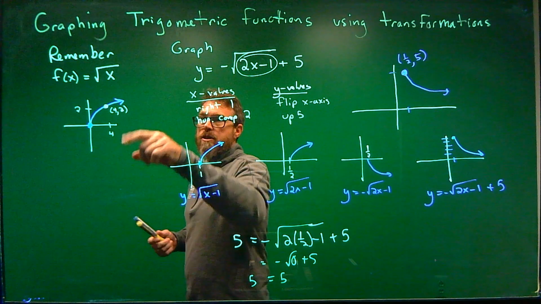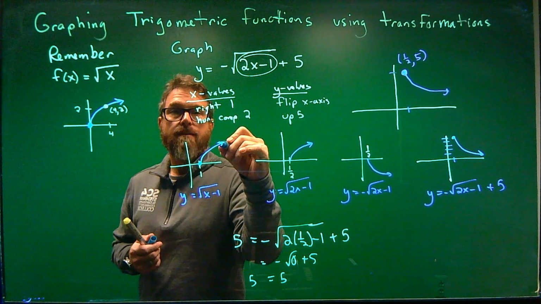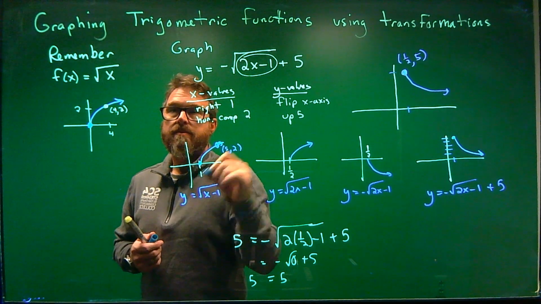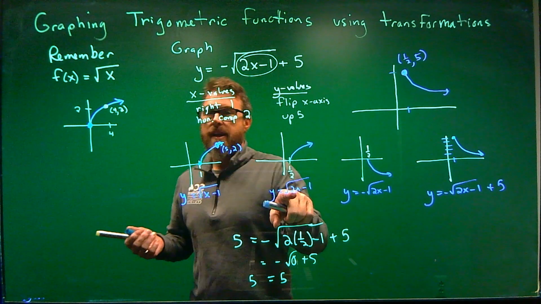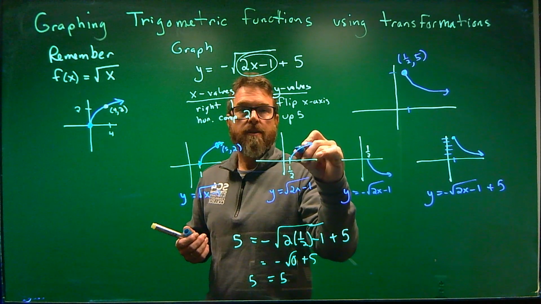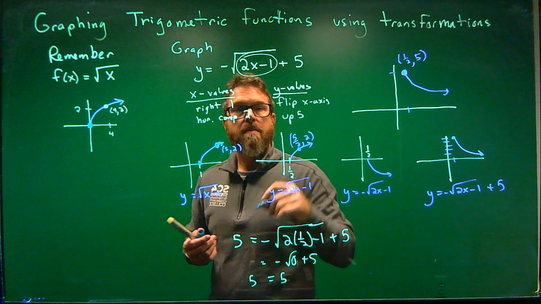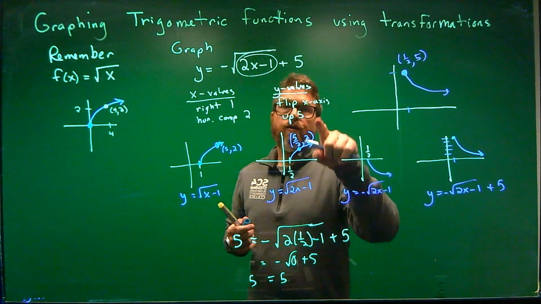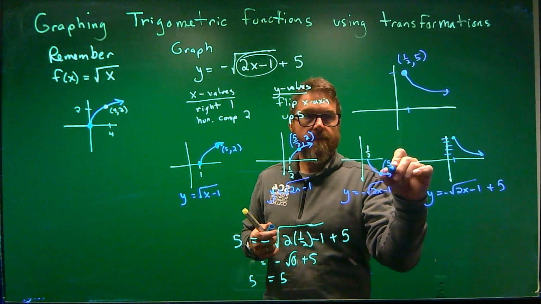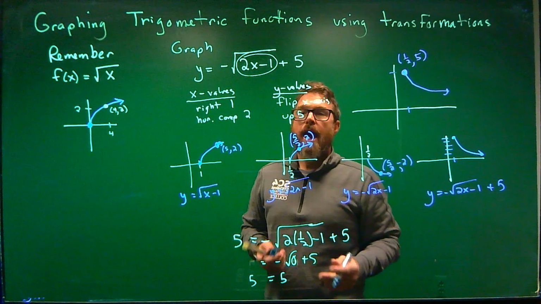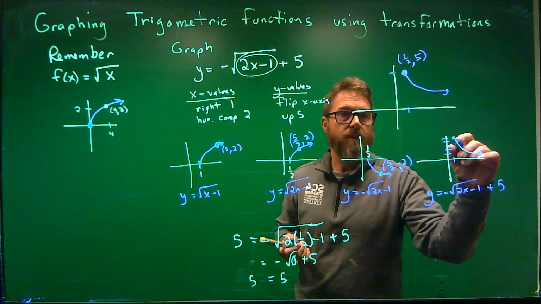Let's also see what happens to the point 4 comma 2. When I go right 1, this is now going to become the point 5 comma 2. Now, this is going to squish all the x values in half, so half of 5 is 5/2, so now it's going to be the point 5/2 comma 2. And then we're going to flip it over the x-axis, so it's going to change the sign of that y value, so this is going to be 5/2 comma negative 2. And then finally I have to go up 5, which is going to take that negative 2 and add 5 to it, so this is now going to be 5/2 comma 3.